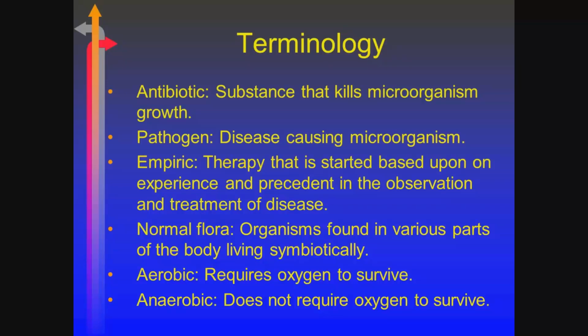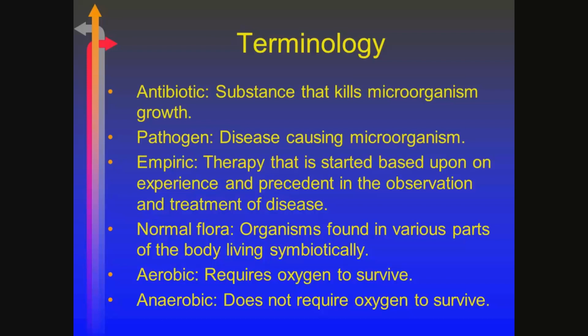The term empiric is an interesting one. It's basically therapy that is instituted without really knowing specifics, but just as a general rule. So for instance, if somebody comes in with a community-acquired pneumonia, the chances are it's streptococcal in nature. That's just the most prevalent type of pneumonia that you end up seeing. So we would start a drug that is specific for that type of pneumonia, not knowing for sure that it's it, but it's a good chance that it probably is. That's called an empiric decision.